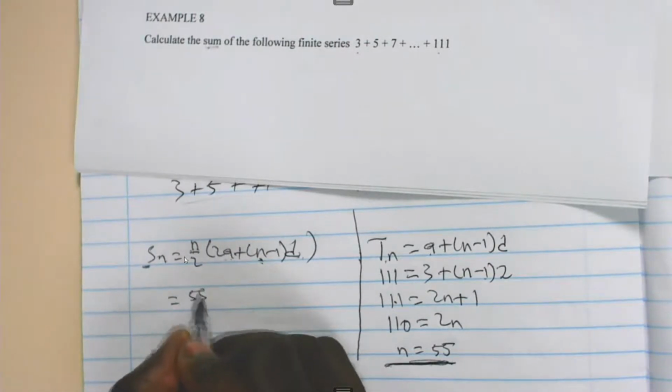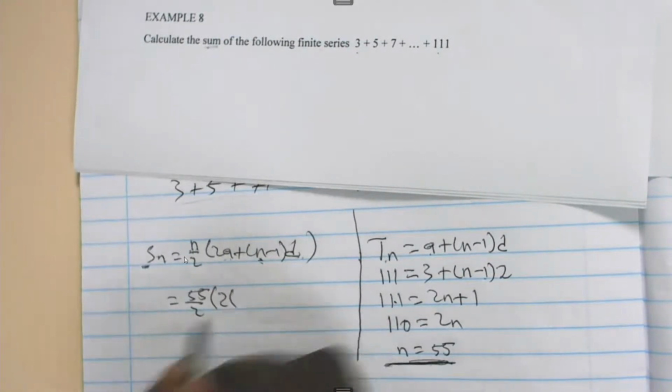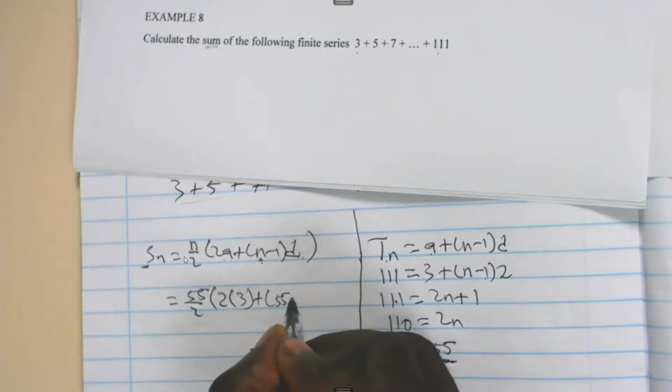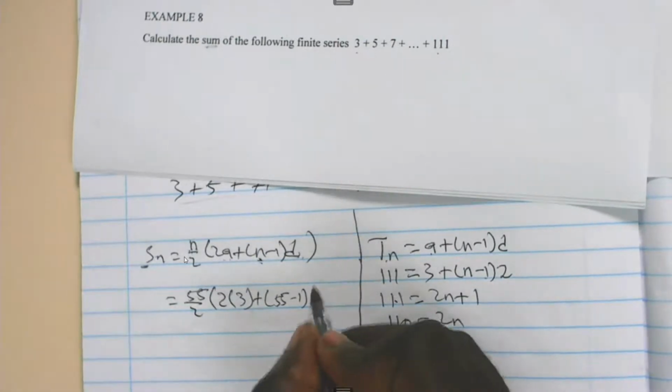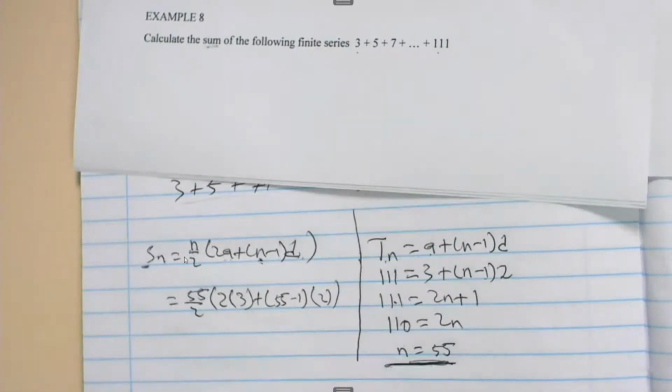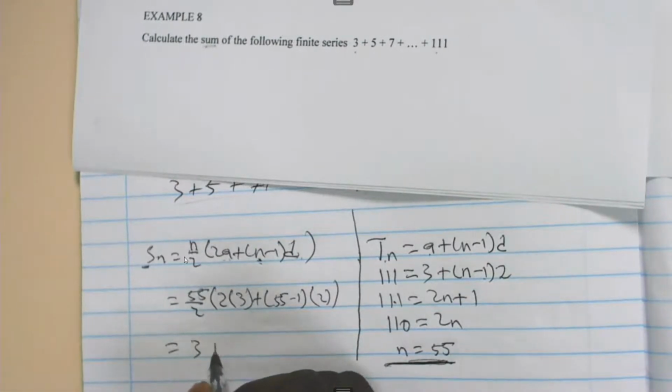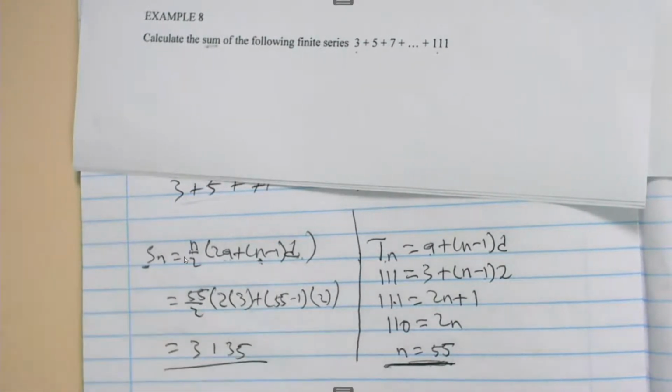We have 55 over 2 into 2a, which is 3, plus 55 minus 1 multiplied by the difference, that is 2. Now we can punch this on our calculators, and if we punch that on our calculators, we are going to have 3135 as the sum of the first 55 terms of this series, 3, 5, 7 up to 111.